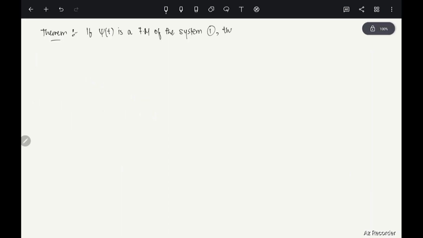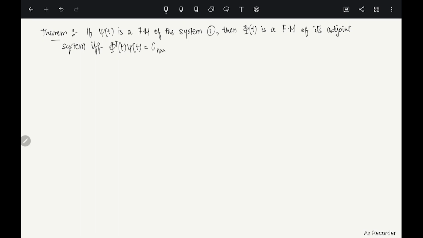Then let's try to put it this way: phi of t is a fundamental matrix of its adjoint system if and only if phi transpose of t times psi of t is a constant matrix, n cross n, which is non-singular.